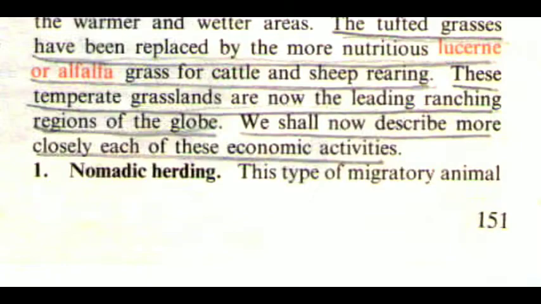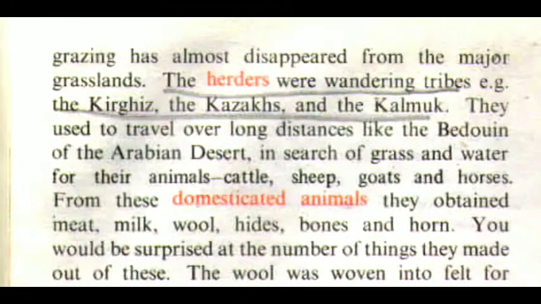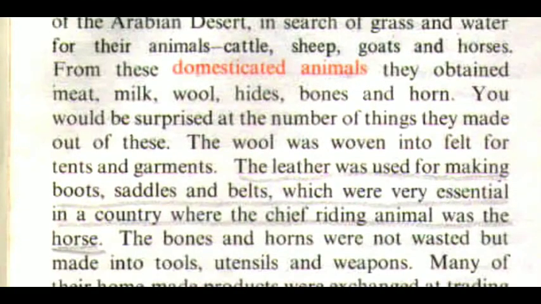The first one is nomadic herding. This type of migratory animal grazing has almost disappeared from the major grasslands. The herders were wandering tribes, for example the Kyrgyz, the Kazakhs, and the Kalmuk. They used to travel over long distances like the Bedouin of the Arabian desert in search of grass and water for their animals: cattle, sheep, goats, and horses. From these domesticated animals, they obtained meat, milk, wool, hides, bones, and horn. You would be surprised at the number of things they made out of these.